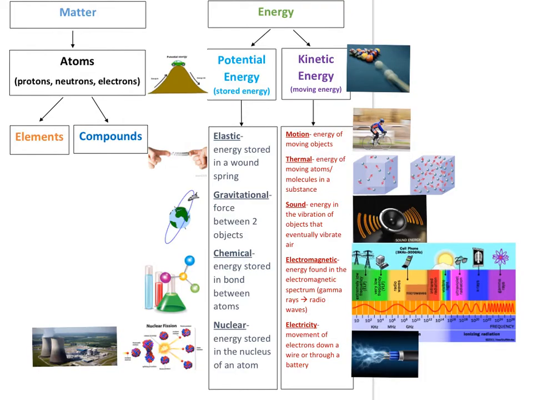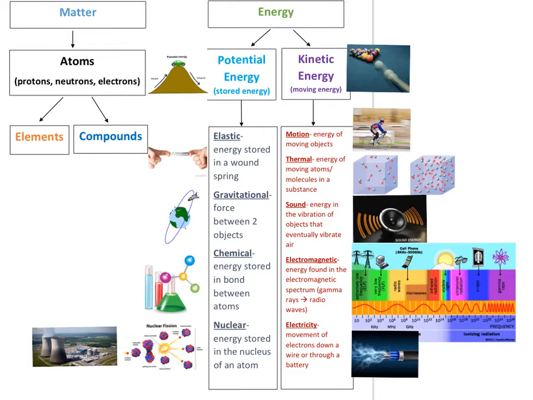So what we're going to do is take a look at the energy side of the universe and the different types of potential versus kinetic energy that's possible. We're going to start with potential energy, stored energy, energy that is like waiting to be unleashed. And so there are 4 basic types of potential energy.